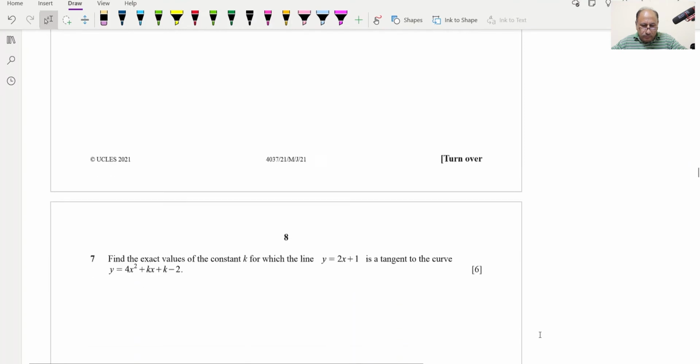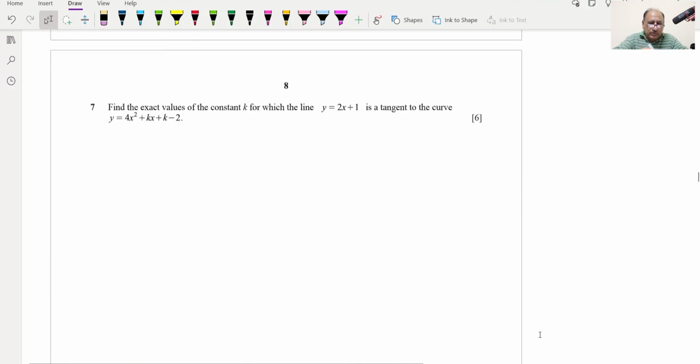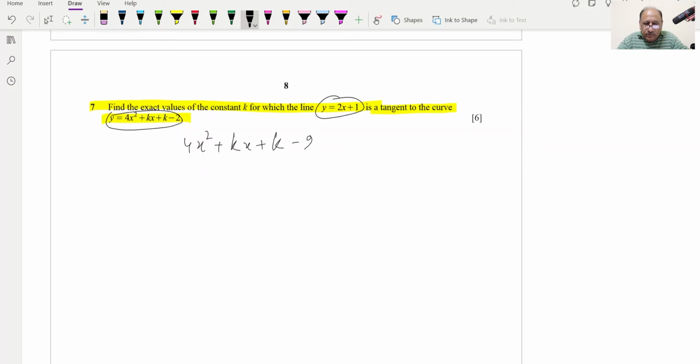Now we can move to question number 7. Question number 7 says: find the exact values of constant k for which the line y is equal to 2x plus 1 is a tangent to the curve, this one. So we will equate them, this one and this one. So 4x squared plus kx plus k minus 2 is equal to 2x plus 1. We want the exact values of constant k for which the line is a tangent to the curve.